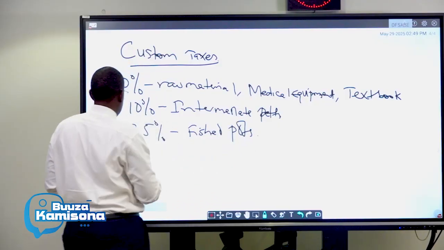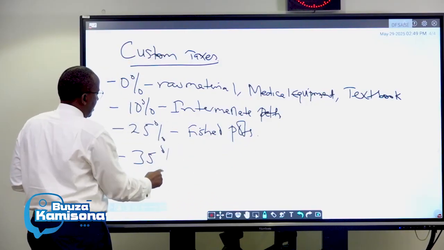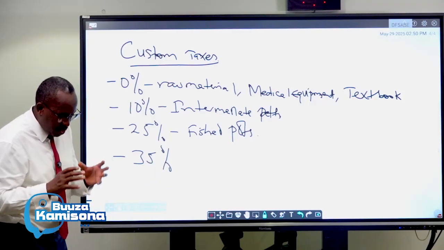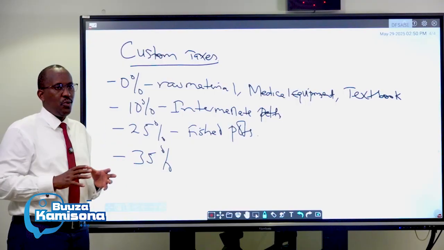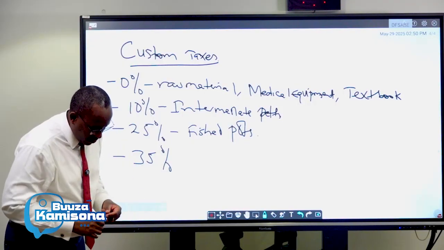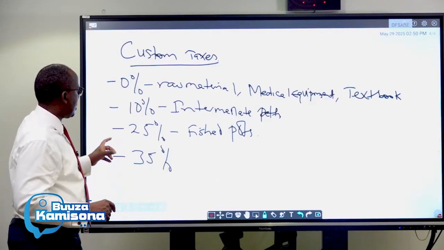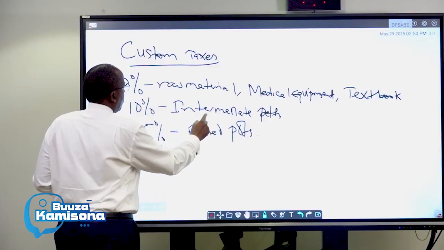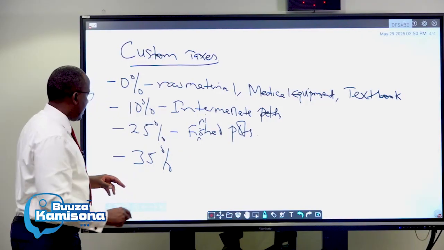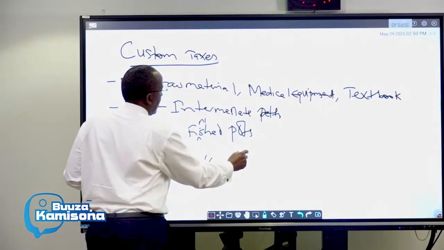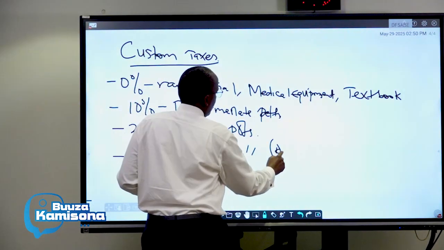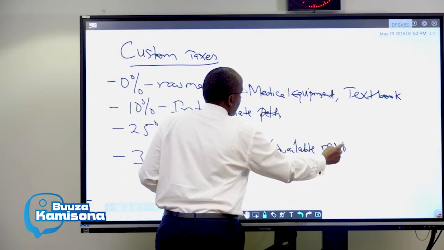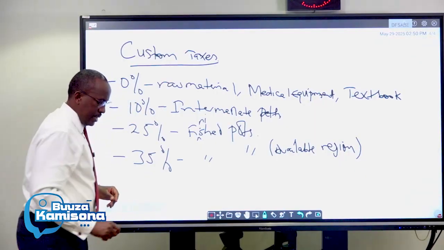And then the final and highest import duty is on the finished products which we can manufacture, or we're already manufacturing here in the region. This is to ensure that we support local manufacturing. So for the finished products which are available within the region, they pay the highest band, which is 35%.